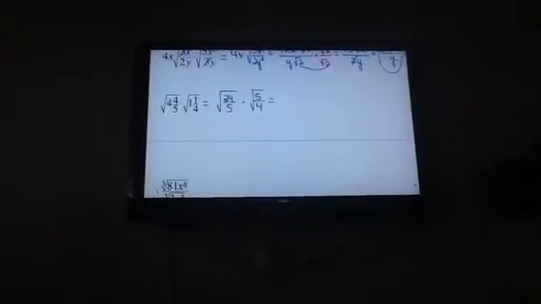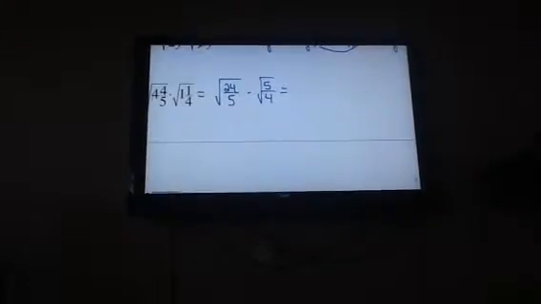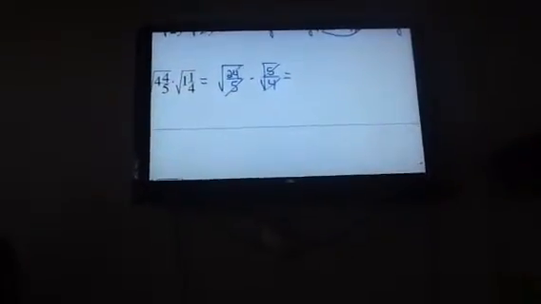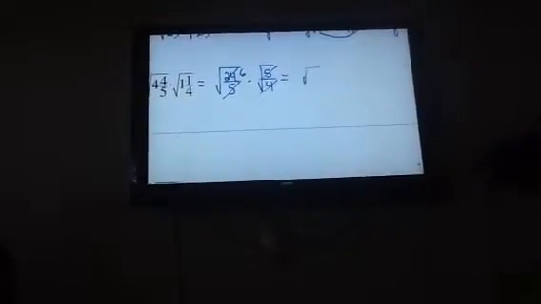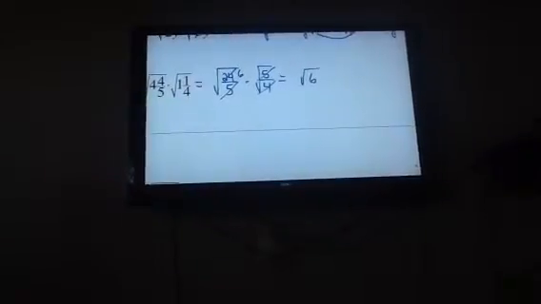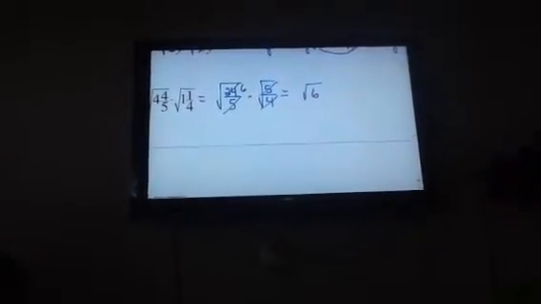Reduce before you multiply. My 5's cancel. My 4 goes into 24 6 times, and I'm left with the square root of 6, which does not have a perfect square, which does not break up. You're done.